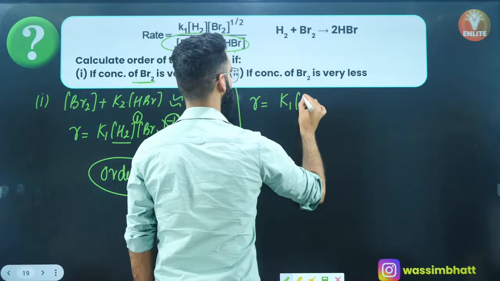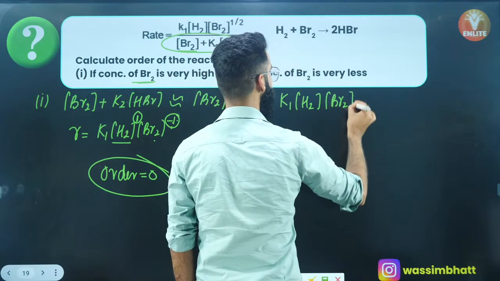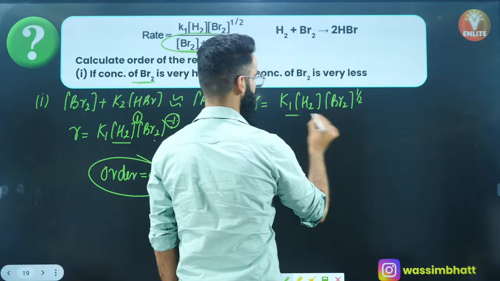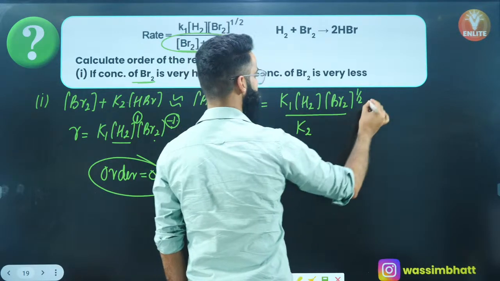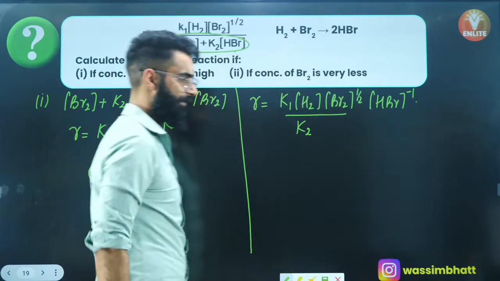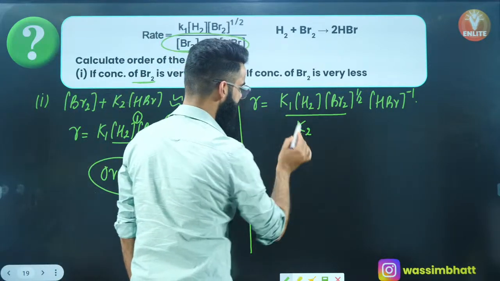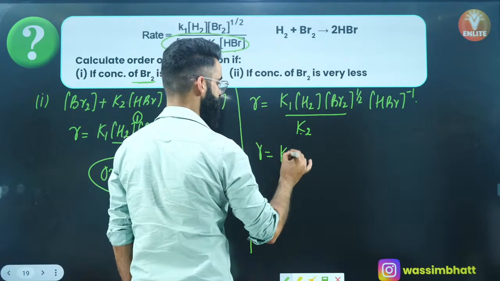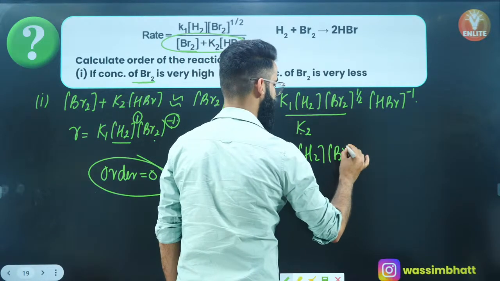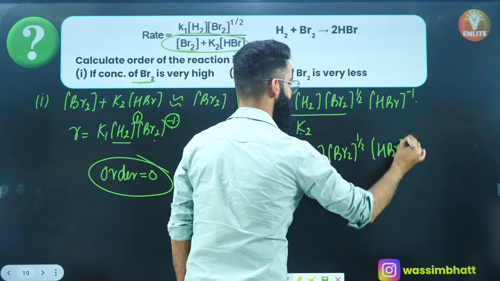It becomes K1 multiplied by concentration of H2 raised power 1, concentration of Br2 raised to the power 1 by 2, and in the denominator it is K2, right? In the denominator it's K2, perfect. HBr comes up, so it becomes HBr raised power minus 1, right? That's all. Now people, this is a constant, division of two constants becomes one more constant, which I represent with K dash, right? This is concentration of H2 raised power 1, concentration of Br2 raised power 1 by 2, and concentration of HBr raised power 1, right?